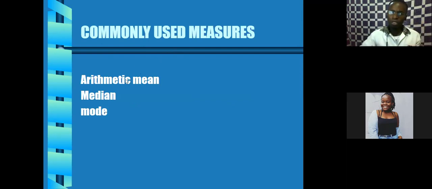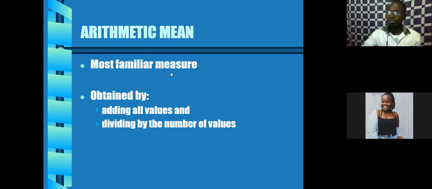Now, like I mentioned already, the most commonly used in statistics are the mean, most of the time we say arithmetic mean, then the median and the mode. All right, now let's look at the mean. We are very familiar with the mean. The mean describes basically the average of the data set that you have. So how do you calculate it?